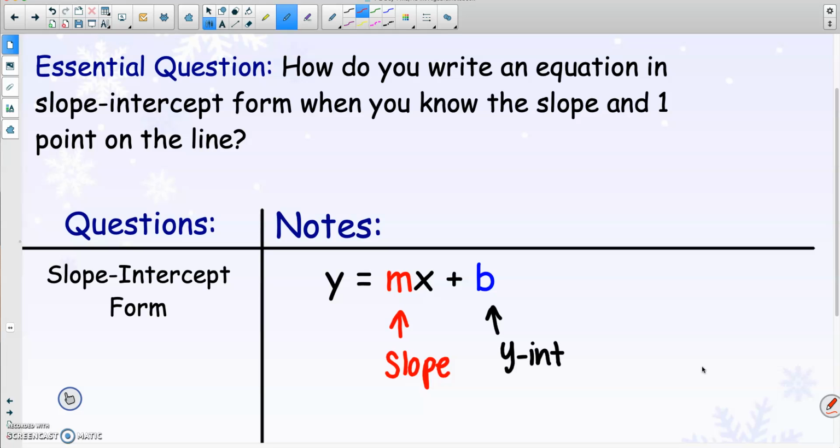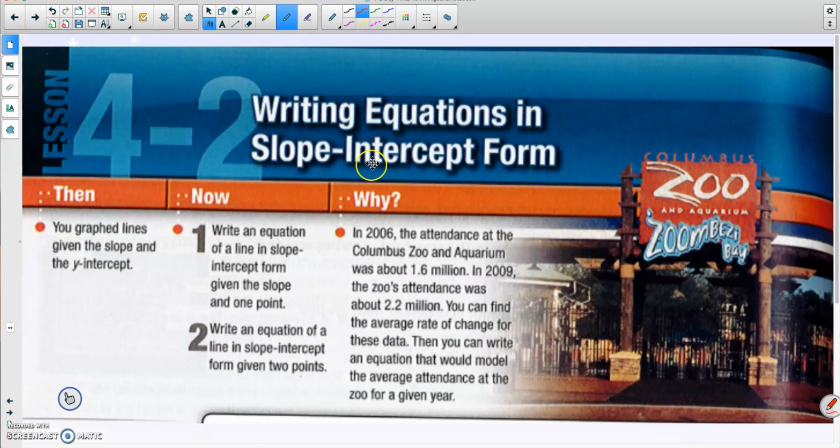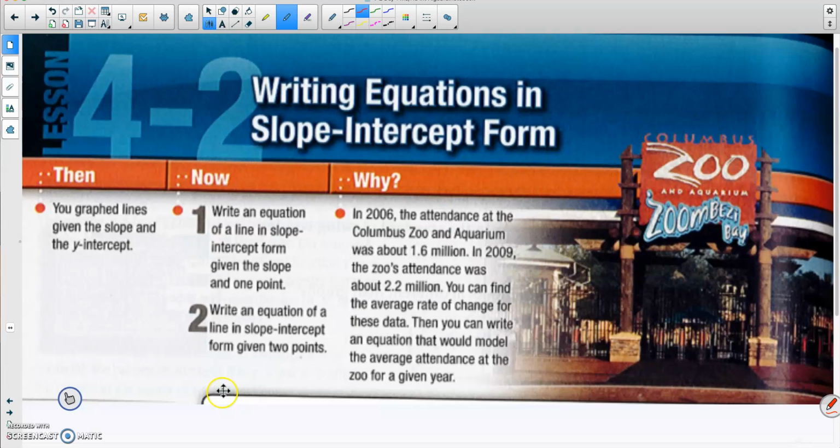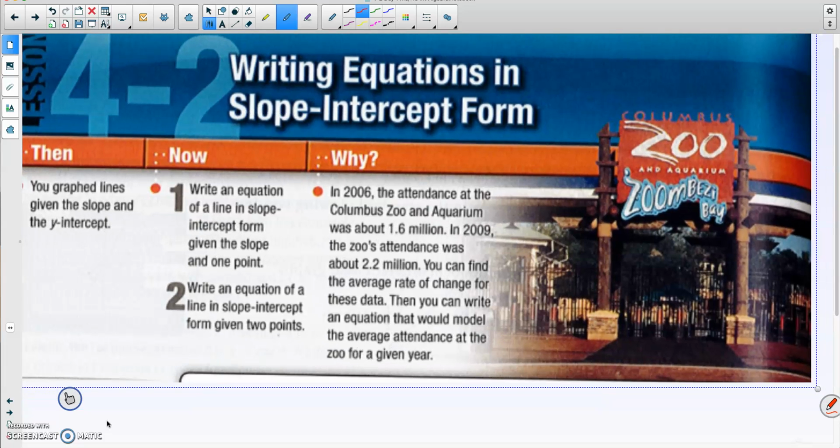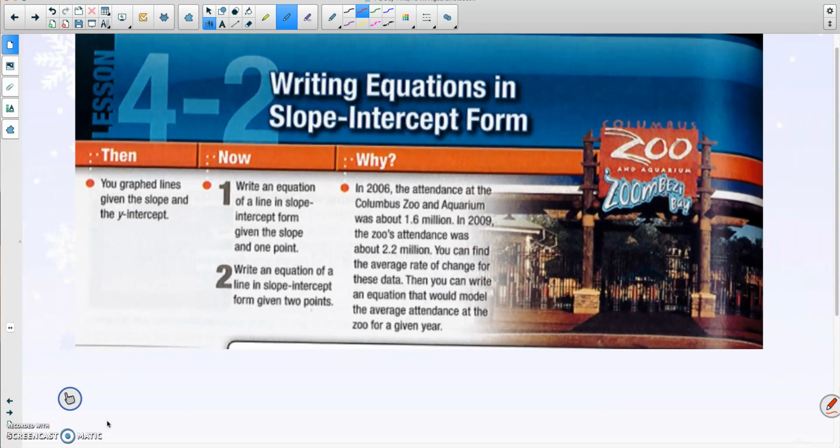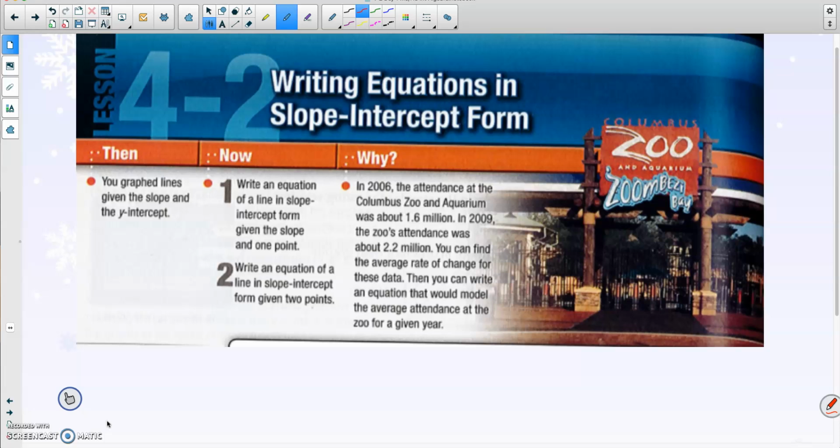So what's going to be a little bit different today is that we aren't given the slope and the intercept. We're given the slope and one point on the line, and we're going to learn how to write the equation in slope-intercept form. So then you graph lines given the slope and the y-intercept. Now you're going to write an equation of a line in slope-intercept form given the slope and one point on the line. So not necessarily the intercept. And then number 2 says we're going to write an equation of a line in slope-intercept form when we're given 2 points. So we'll work on that skill tomorrow.